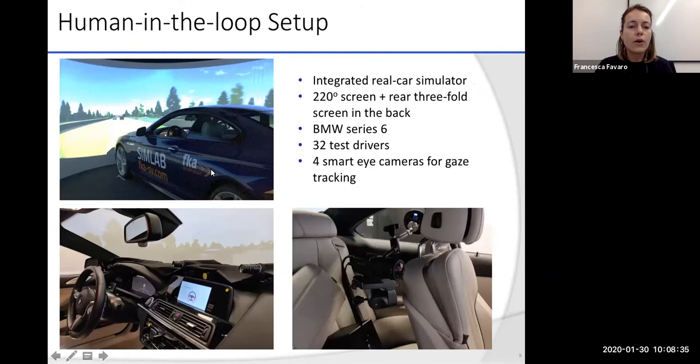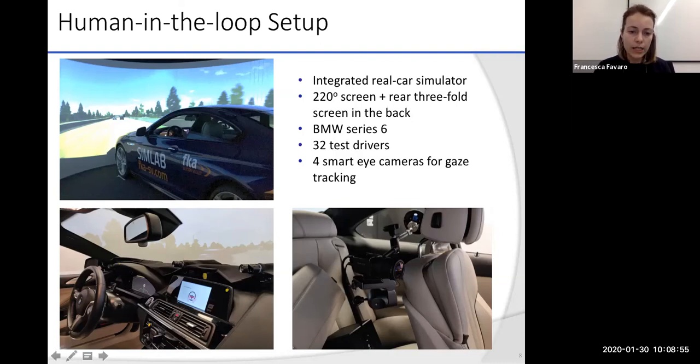Okay, so you can see it's a BMW Series 6. A person was sitting inside. They had a 220-degree screen in front of them. They had a back screen. So if they looked in the rearview mirror or on the side mirrors, they could see the back and the traffic and the cars. We tested somewhat of a small population, 32 test drivers.